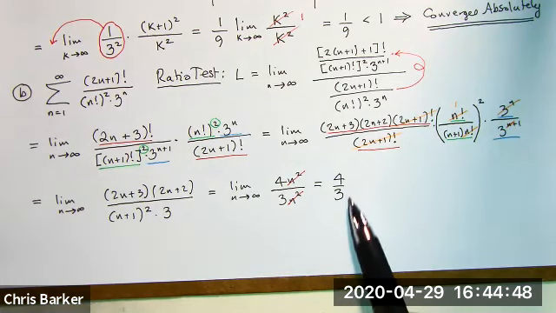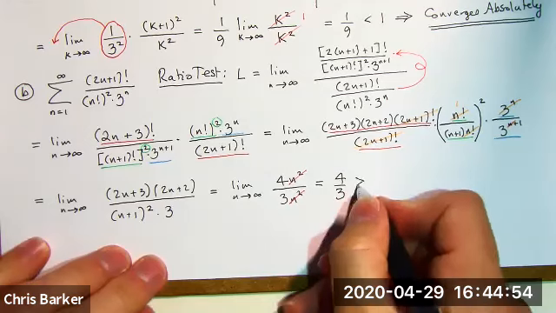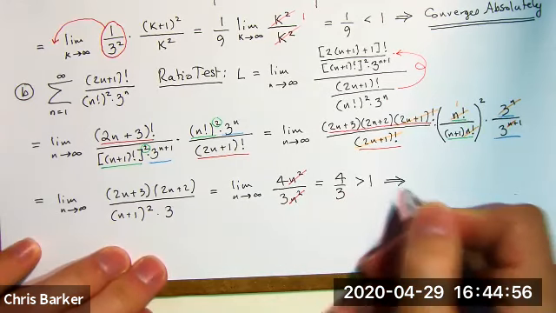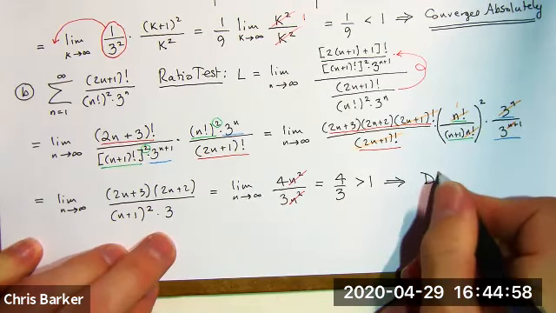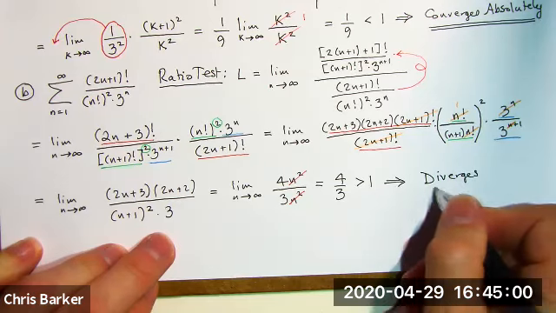What size is this compared with a 1? It's greater than 1, yes. It's greater than 1, telling us what about the series? Diverges.